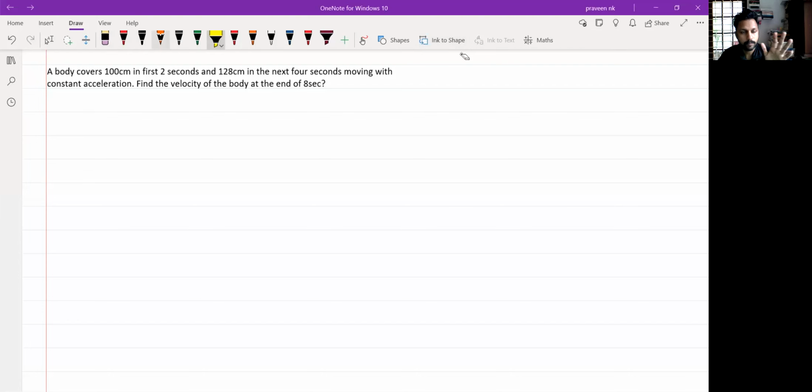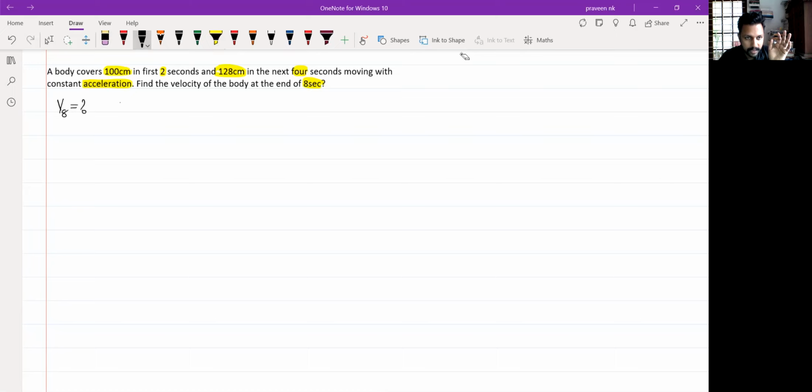Okay. Looking into the current problem, a body covers 100 centimeter in the first 2 seconds and 128 centimeter in the next 4 seconds, moving with a constant acceleration. It is given that the whole motion is under a constant acceleration. Find the velocity of the body at the end of 8 seconds. Therefore, they are asking us the velocity of the body at the end of 8th second.